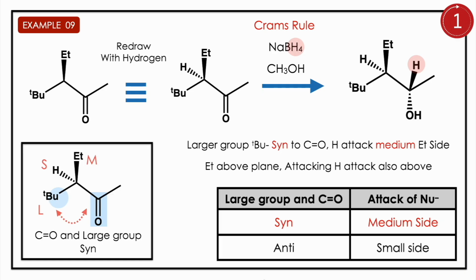According to Cram's rule, you have medium side attack. Here medium is the ethyl group which is above the plane. So the attacking species is hydrogen. Attack from above the plane. So hydrogen attacks from above, OH comes below. So you have the final product. The concept you have to learn here is always write the alpha carbon with full stereochemistry.